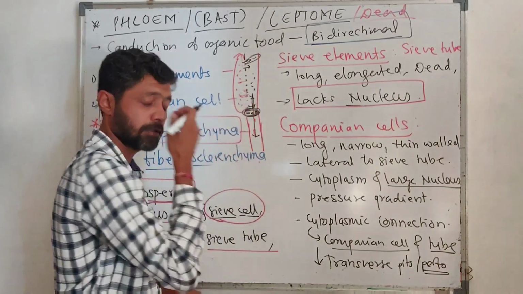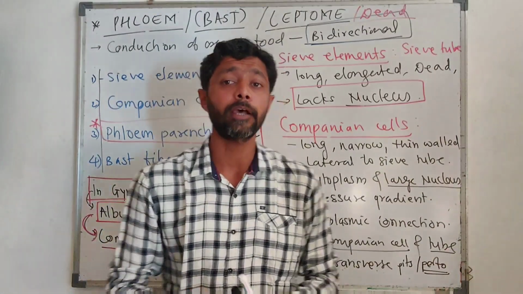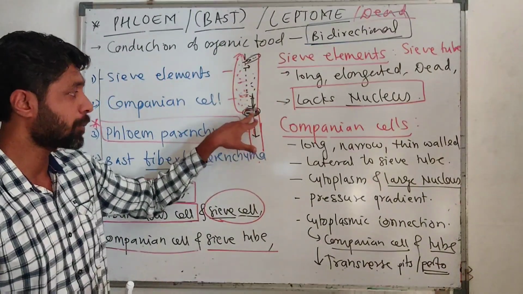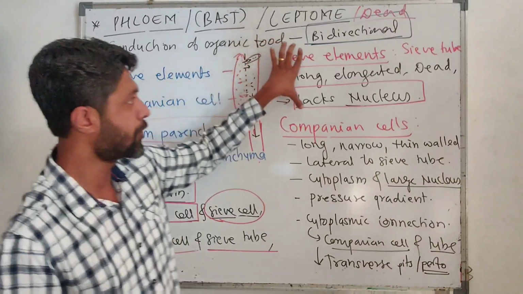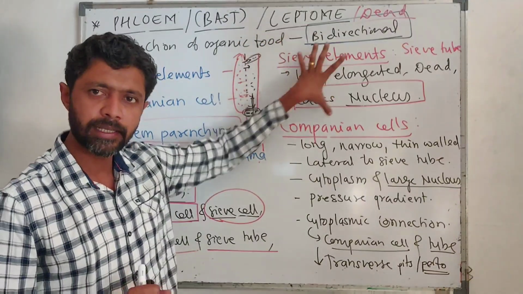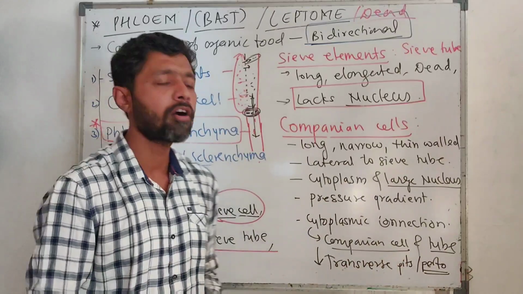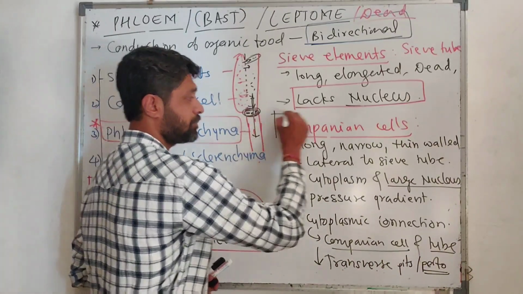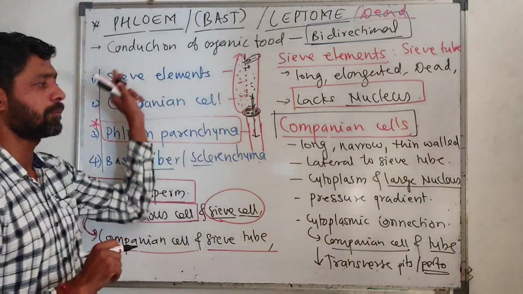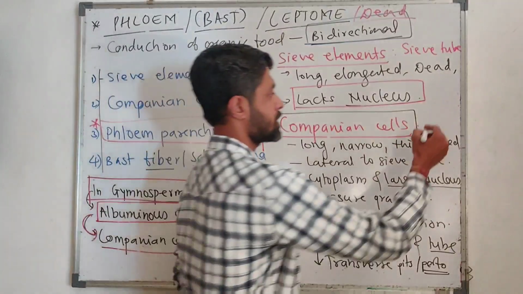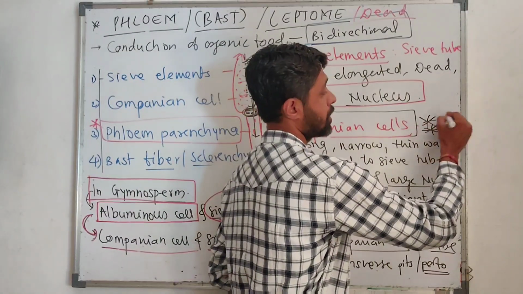Their walls are also thick. We consider there is a deposition of callose in their wall, so perforations are present. So this is the first component, the sieve tubes. We consider them one by one, and then their organization. Then another component of the phloem is the companion cell. The companion cell is going to be most important.